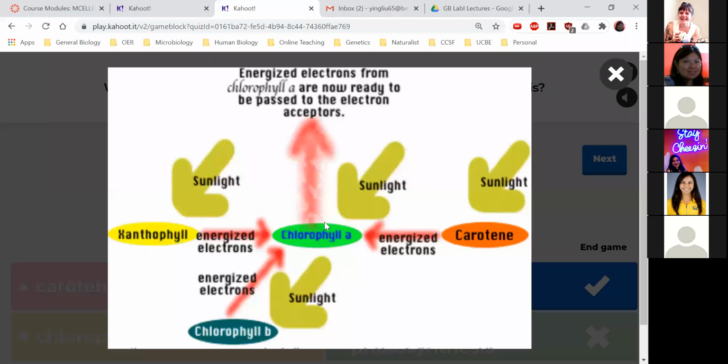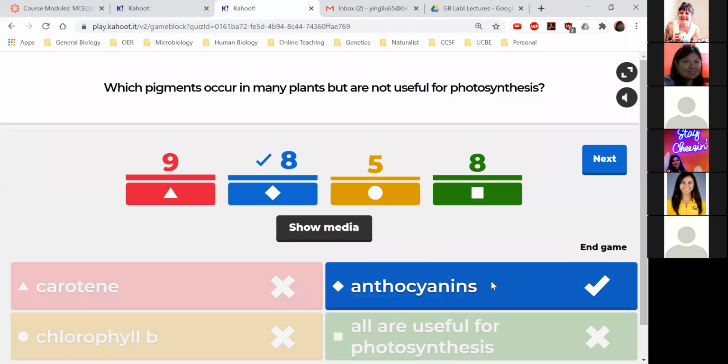So if you look at the graph, remember chlorophyll A definitely is the main one. Both carotene and chlorophyll B are accessory pigments. Xanthophyll is also an accessory pigment. The correct answer we're looking for is actually anthocyanin. So they're not usually involved in photosynthesis.